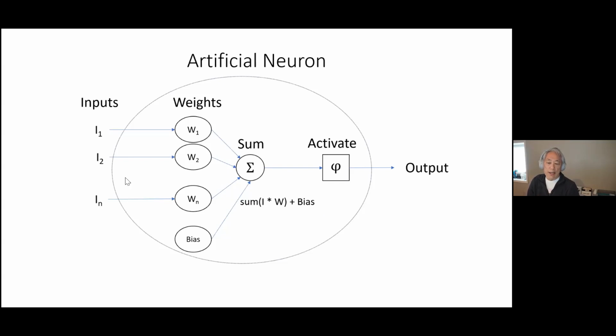Now, this I here represents the vector that represents all of these values. In other words, it's I1, I2, I3, dot, dot, dot, IN. And these weights represent all these weight values here, W1, W2, W3, so on. Plus, we have this bias term.